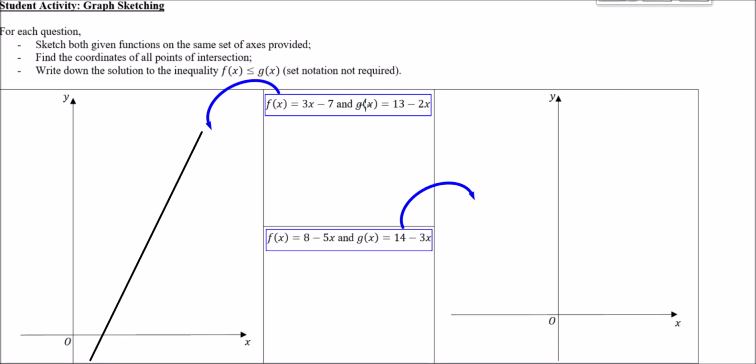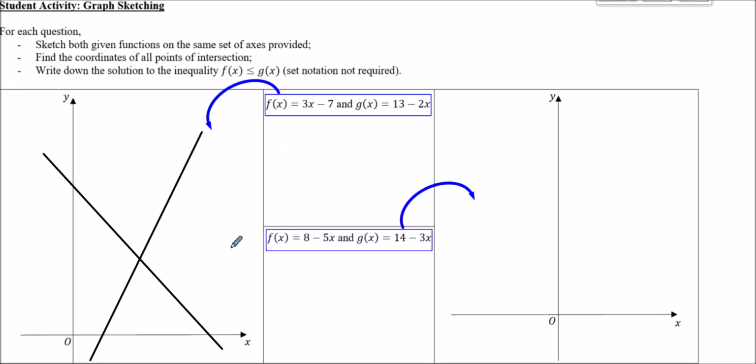Whereas g(x) is going to intersect the axis at 13, and it's going to have a negative gradient, -2. So it's not going to be quite as steep as f(x), and it's going to be coming down through 13. So maybe something a bit like that. So that's our sketch. It doesn't need to be any better than that, really. The main thing is here, find all coordinates of the points of intersection. Well, there's only going to be one point of intersection, which is here.